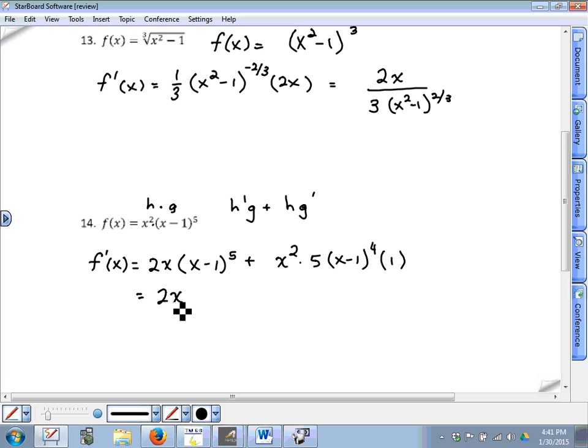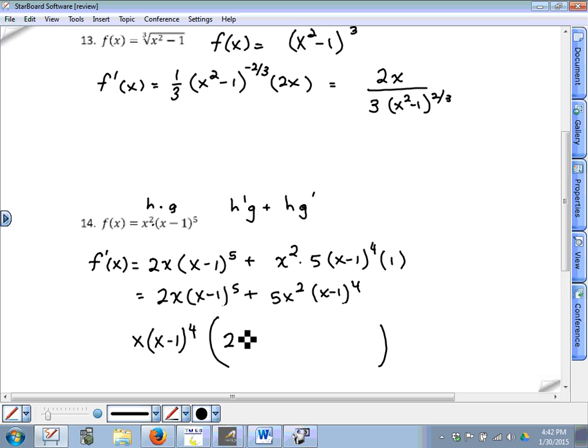So simplifying here, we get 2x times x minus 1 to the 5th plus 5x squared times x minus 1 to the 4th. Now looking at this term compared to this term, they both have an x in common and an x minus 1 to the 4th power. So factoring out a common factor of x times x minus 1 to the 4th power, if that's factored out of this first term, that's going to leave 2 and then an x minus 1.